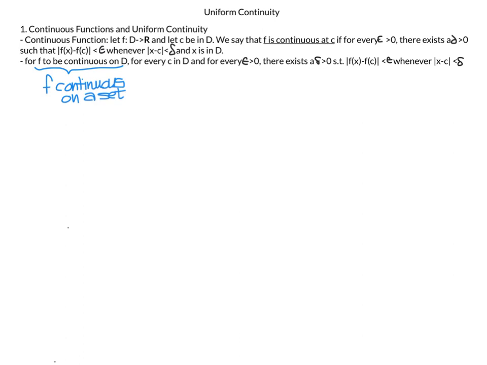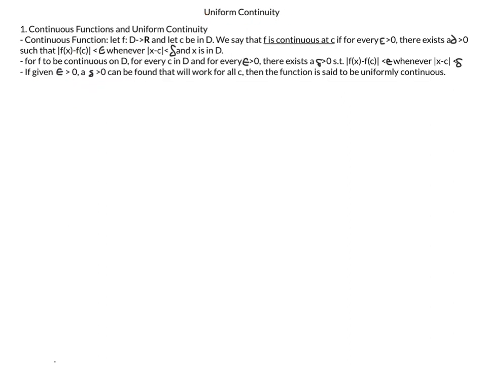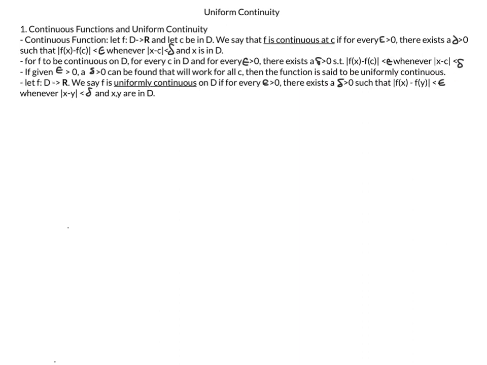And that is an important thing to note because that is exactly what sets a uniformly continuous function apart from a function that is just continuous. If it happens that there's a single delta that can be found that will work for all c, then the function is said to be uniformly continuous. And we say f is uniformly continuous on a domain D. And this definition is what we use for proofs. So f is uniformly continuous on D if for every epsilon there exists a delta such that |x − y| < delta implies that |f(x) − f(y)| < epsilon.